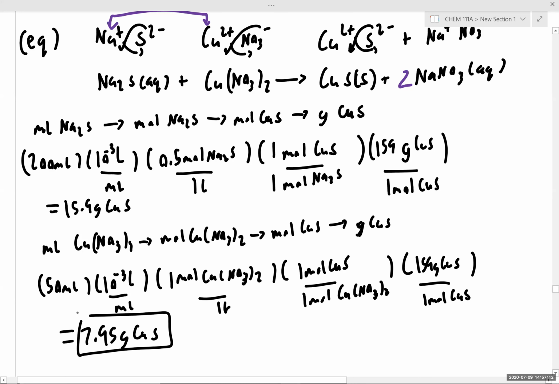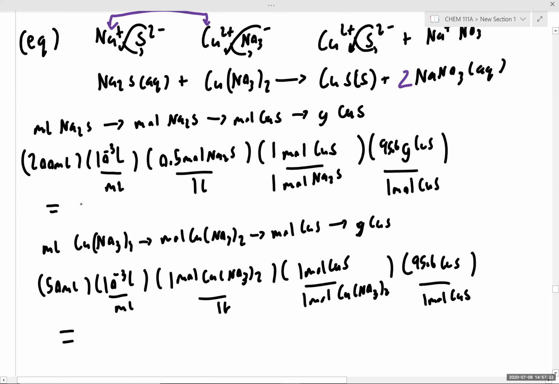And there was a calculation error for the molar mass that was provided in the chat. Let's redo these calculations with the correct molar mass of 95.6. Let's punch that into our calculator. So we have 200 over 1,000 times 0.5 times 95.6. So that gives us 9.56 grams of copper sulfide.